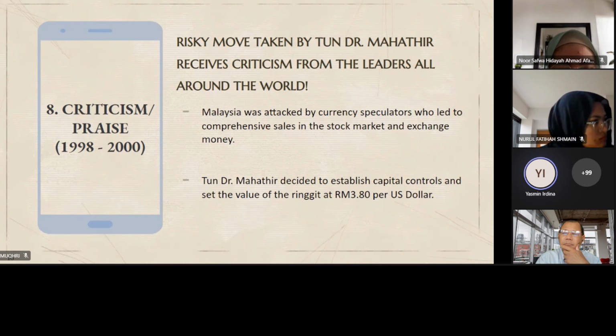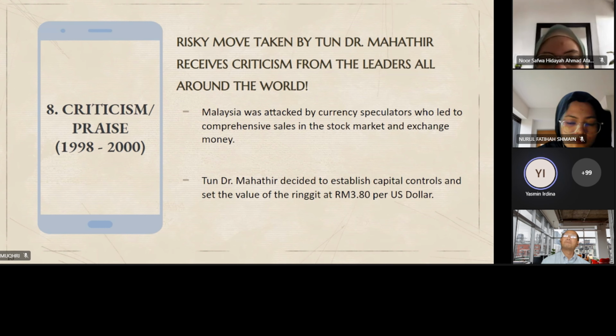The first point is Malaysia was attacked by currency speculators, which led to comprehensive sales in the stock market and exchange money. This happened after the currency attack in Thailand on July 8, 1997. The KLSE index, which stands for Kuala Lumpur Stock Exchange, plunged from 1,200 points to below 600 points. And the ringgit Malaysia depreciated by 50% from 2 ringgit 50 sen to 4 ringgit 10 sen per dollar.